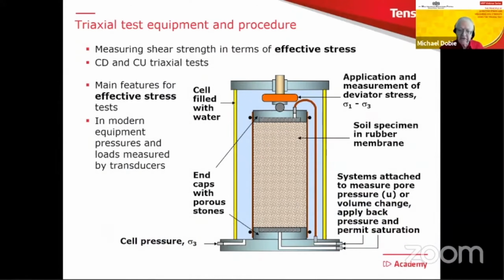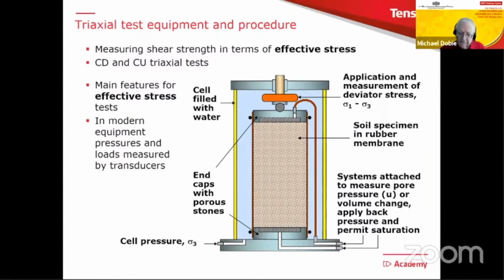So this is now switched over to the requirements of a triaxial setup to measure c' and phi'. In other words, the strength in terms of effective stress. There are two kinds of procedure, CD, that's consolidated drained, and CU, which is consolidated undrained. And we'll look at both of them briefly.